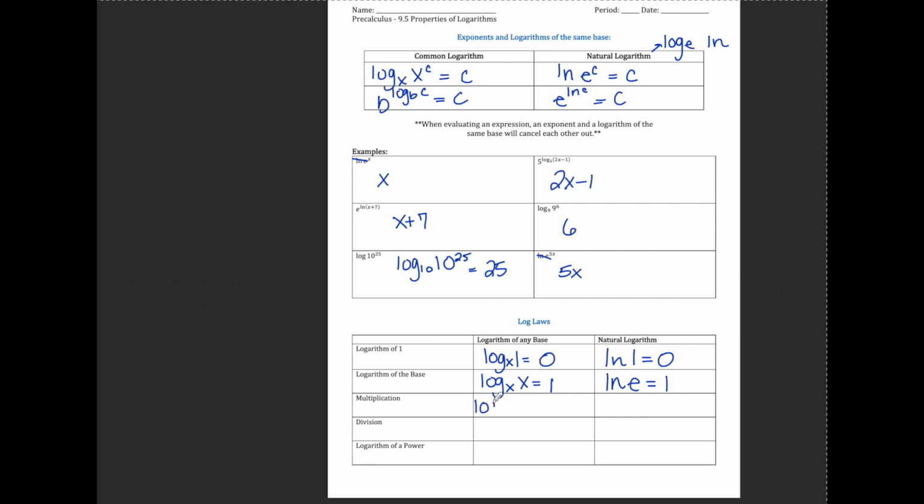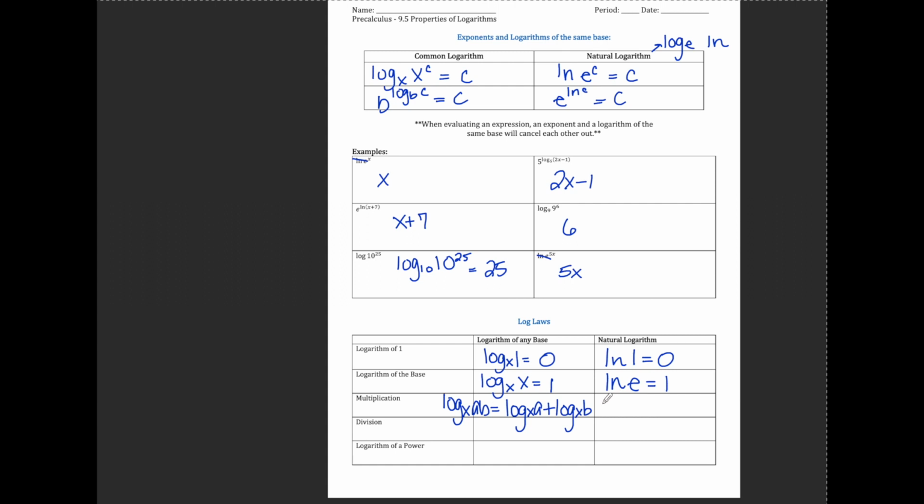If I have log base x of a times b, so I'm taking the log of any base, but what I'm taking the log of, I'm multiplying. I can take that and split it up into addition. So if I have log base x of ab, I can split that up into addition, and it becomes log base x of a plus log base x of b.